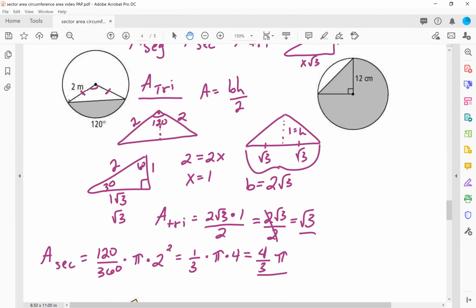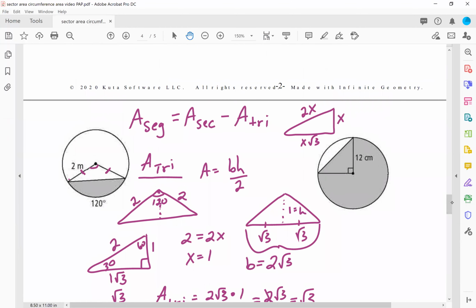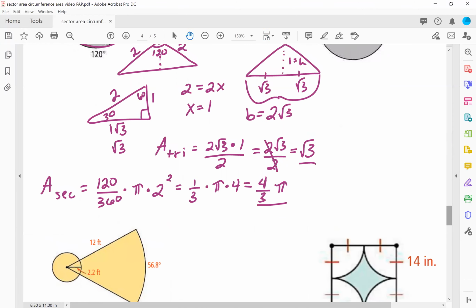And now to go to our formula, the area of the segment, remember we have to take the whole area of that sector, and then we want to get rid of this triangle, and that'll leave us with the shaded part, the segment. So area of the sector, 4/3 pi. So the area of the segment, it's 4/3 pi minus, and then now the area of the triangle is square root 3.